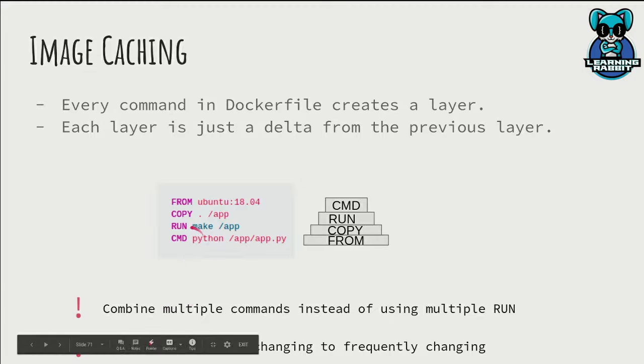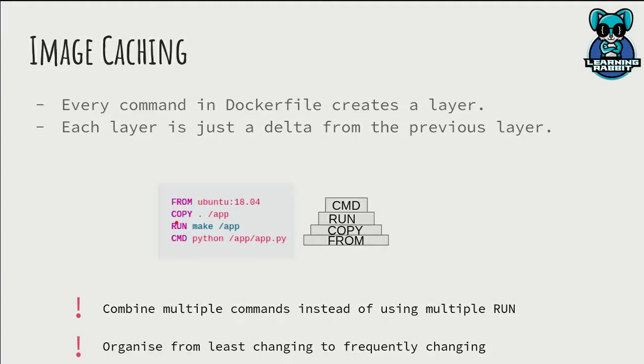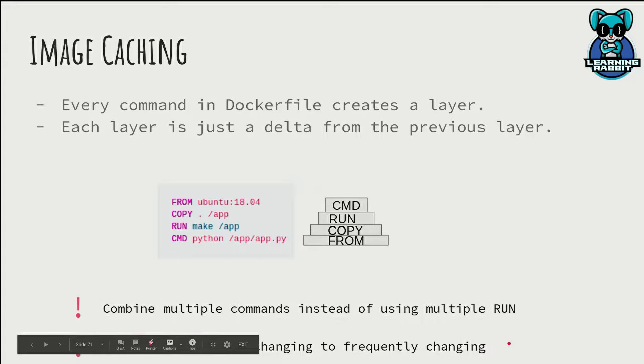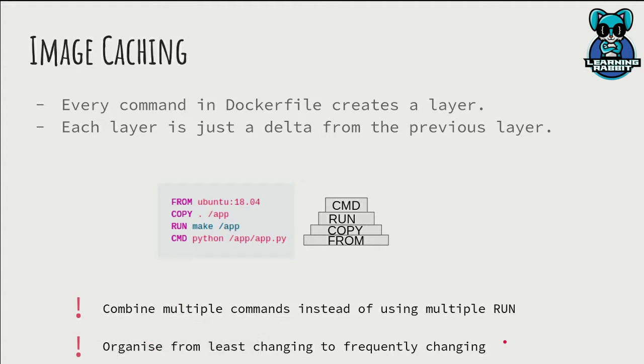So if you have multiple RUN commands, multiple COPY commands, you cannot deal with multiple COPY commands, but say you have multiple RUN commands, make sure that you combine them with the and operator, just like you do in Linux, instead of having multiple RUN keywords in your Dockerfile, just to optimize the number of layers that Docker creates for you. So make sure you do that. And you should always organize your Dockerfile from the least changing item to the most frequently changing item.